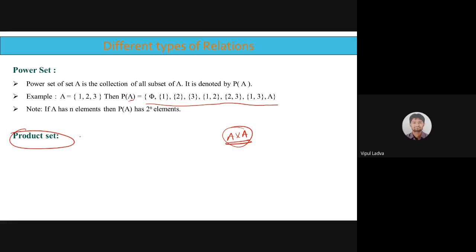Before moving to the product set, can you tell me what we mean by the Cartesian product of 2 sets? Suppose I'm giving you set A as 1, 2, 3. Set B, take your set B as a and b. Now, what will be A cross B? A Cartesian product B.